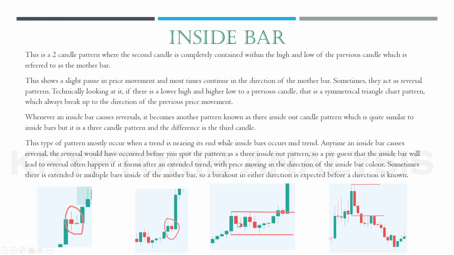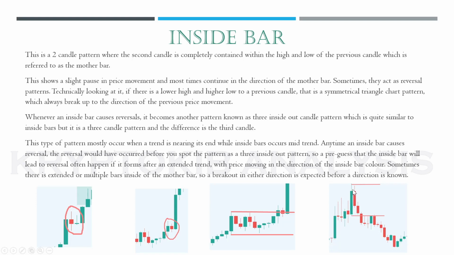When you see a candle and every other candle like this are contained within the highs and lows of this candle, that is also a consolidation. Then the breakout to the top happened here, which means at the end of the day, it still continued as a continuation pattern.